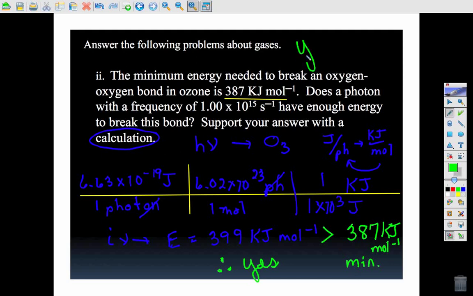So that's it for this part of chapter 4. You'll be working on AP questions in class, then we'll have a lab, then you'll take a test, and then we'll move into periodic trends.